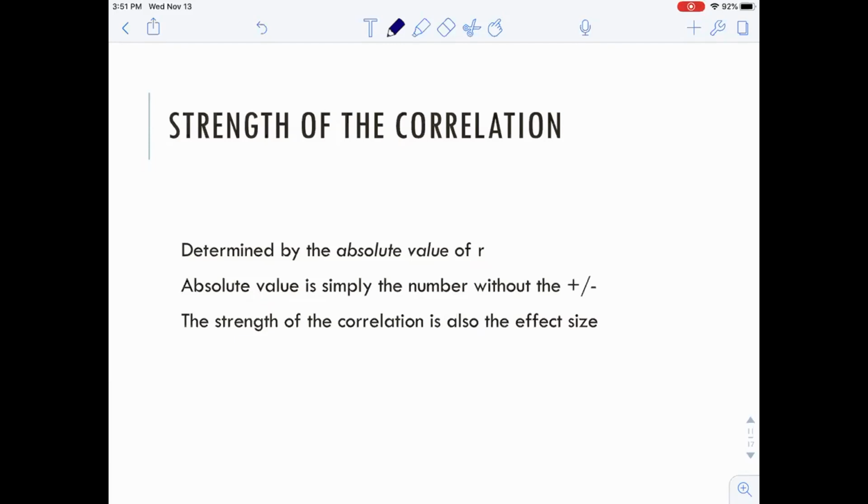I guess it's down below. The absolute value is just the number of R, right? So we drop the positive or negative, because regardless of the direction, the strength is going to have the same meaning.